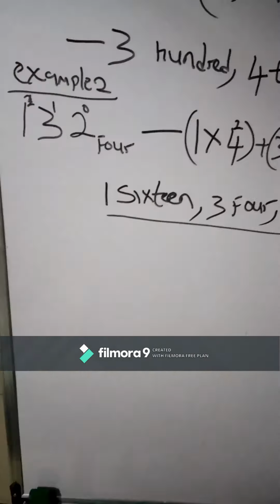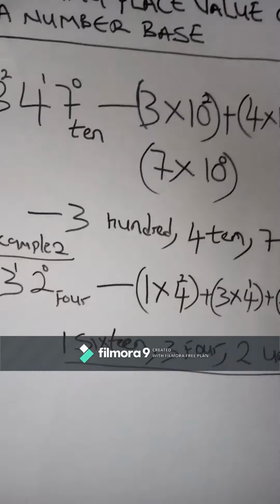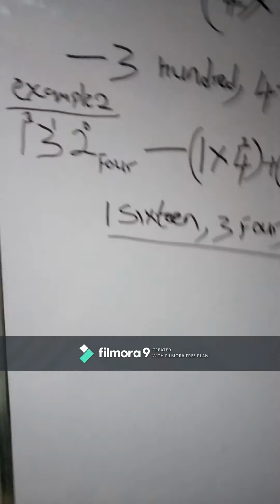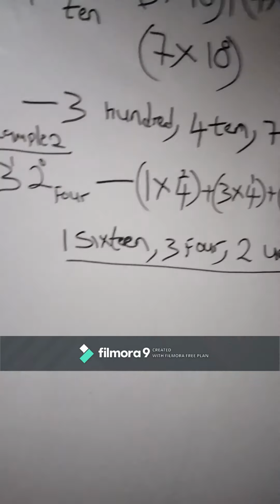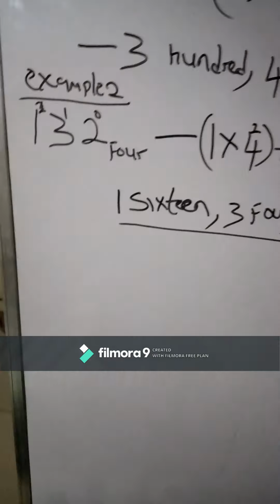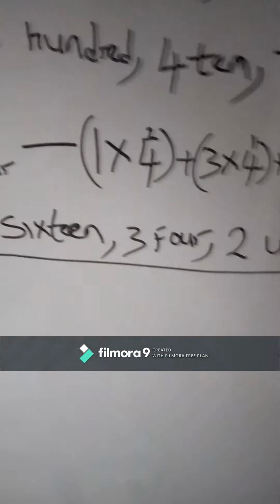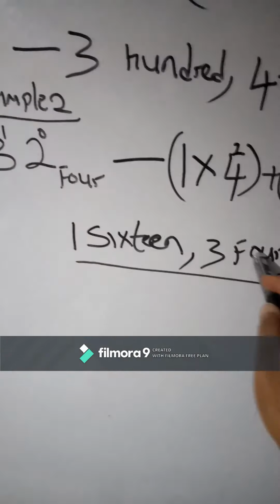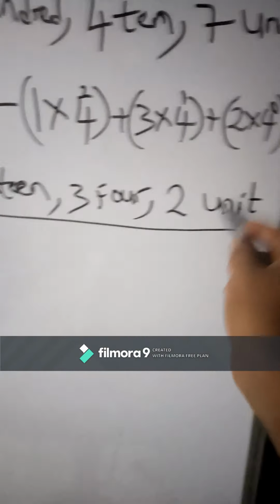Now check how that changes from our example 1. Now remember that in example 2 we are doing to the base of 4. In example 1 we did to the base of 10. So our place value for example 2 will be in terms of 4 and multiples of 4. That is why we have 16, which is a multiple of 4, and we have 3. The place value of 3 for this number in base 4 is 4, and the place value of 2 for this number in base 4 is what? Unit.